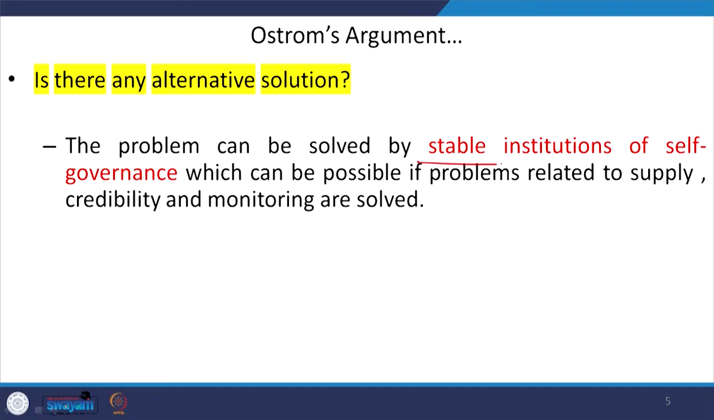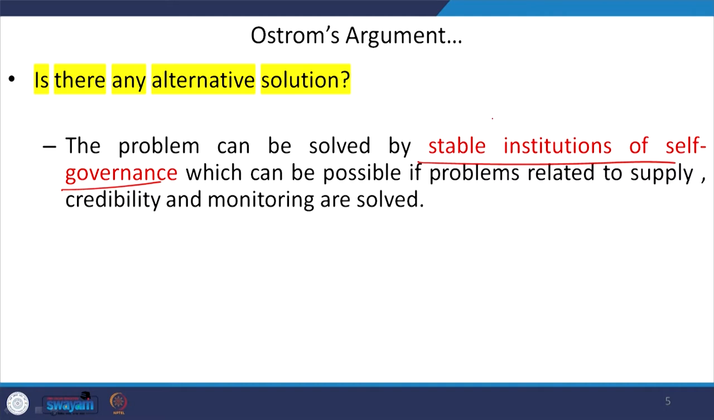And in this context, Ostrom talked about something different in order to have a solution for this kind of problem. So, what is this alternative solution she talked about? She said that this kind of commons problem or collective action problem can be solved by stable institutions of self-governance.